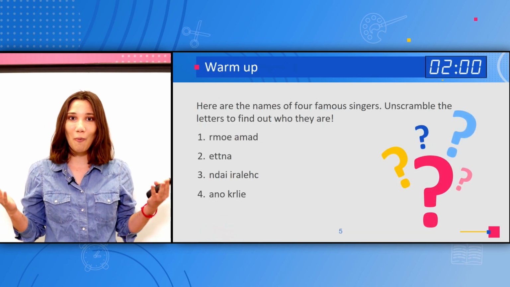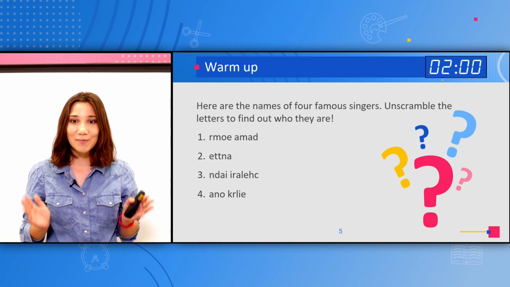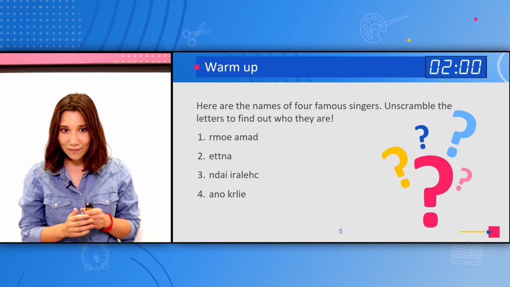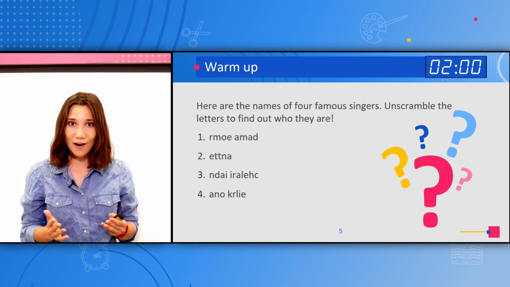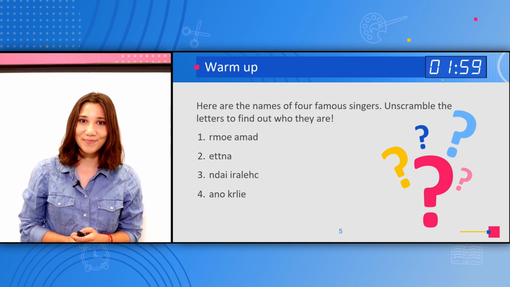So let's do a warm-up activity. Here are the names of some famous Israeli singers. I want you to unscramble the letters to figure out who they are. You have 2 minutes, and then we'll check your answers.